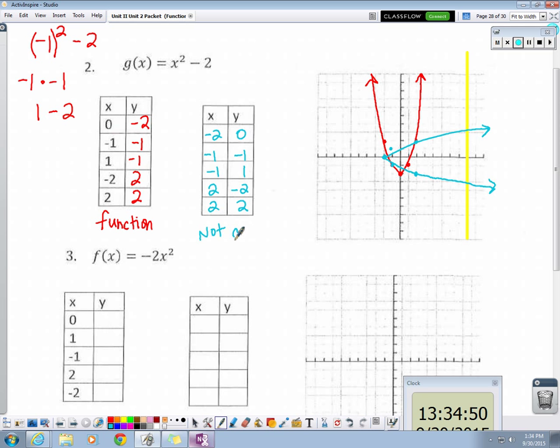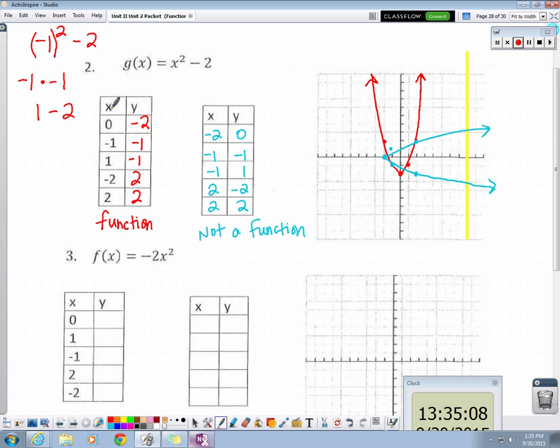Now, there's a way to tell whether it's a function or not without even having a graph to look at. You probably learned this in 9th grade. Each input can only have one output. Now, it's easier for y'all to understand it a different way. So you may remember this from 9th grade.